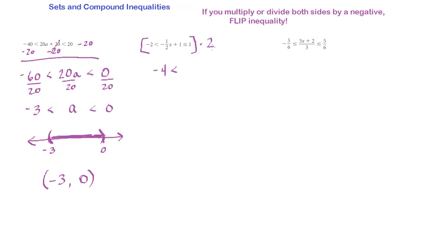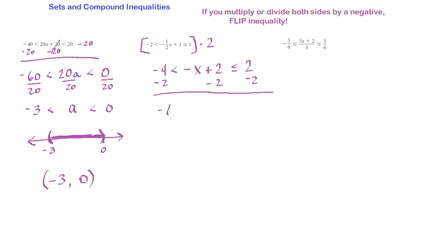-1/2 times 2 is -1, so I have -1x plus 1 times 2 is 2. Keep the same symbol. 1 times 2 is 2 again. This is much prettier to me than the fraction, so I get to play now with an easier heart. I need to get the x all by itself, so I'm going to subtract 2, subtract 2, subtract 2. Remember to do my addition and subtraction first. That tends to work better.